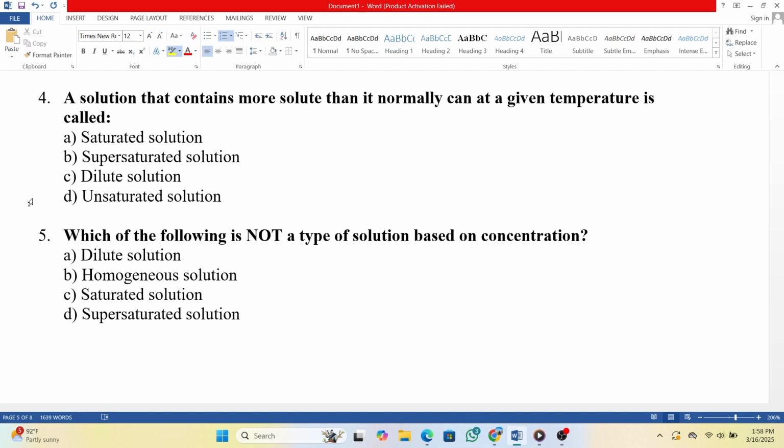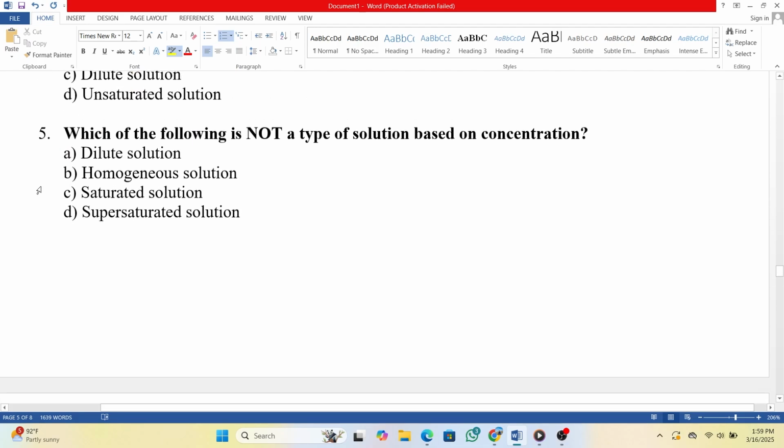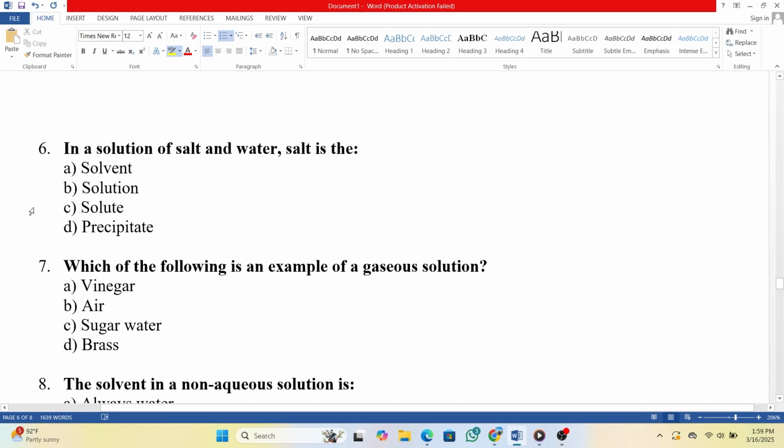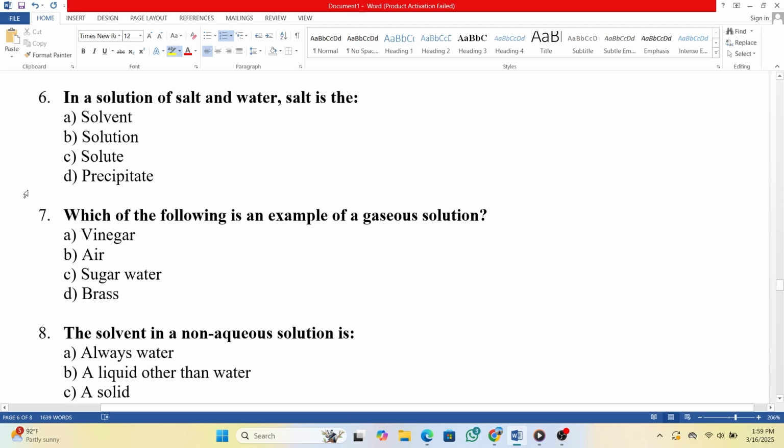Answer, B. 5. Which of the following is not a type of solution based on concentration? A. Dilute solution. B. Homogeneous solution. C. Saturated solution. D. Supersaturated solution. Answer, B. 6. In a solution of salt and water, salt is the A. Solvent. B. Solution. C. Solute. D. Precipitate. Answer, C. 7.